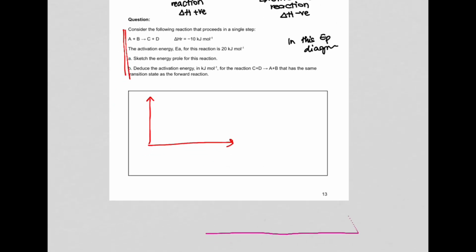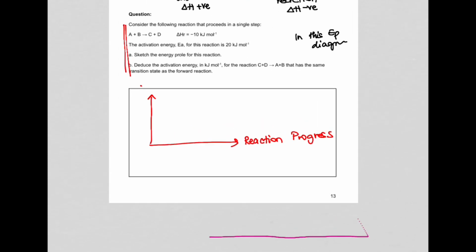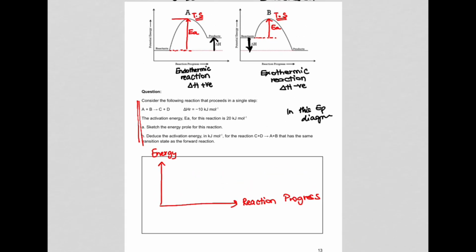First thing, you're going to have your axes. This has to be reaction progress. This is very important. You have to label your axes: reaction progress, and this is going to be energy. The y-axis is the energy. If your axes are not labeled, label it.